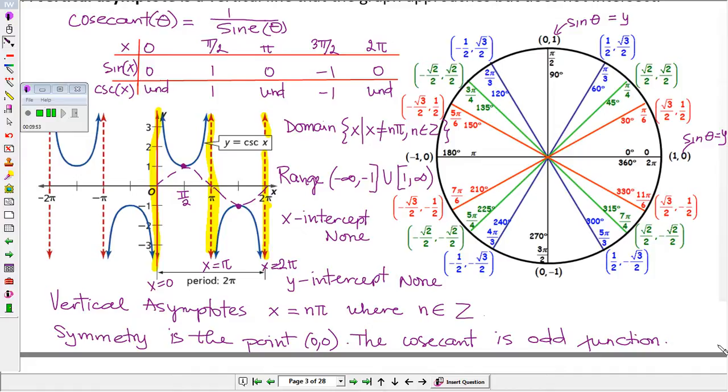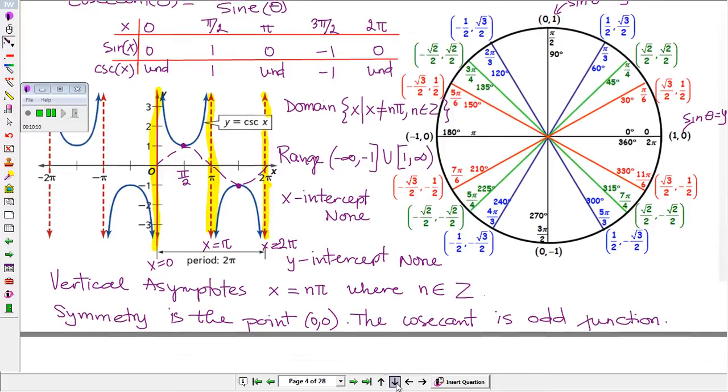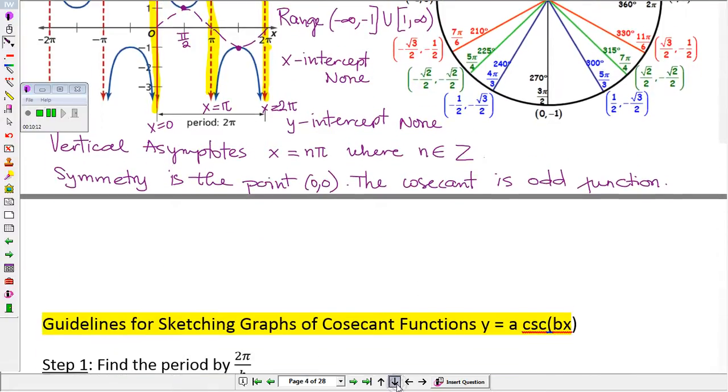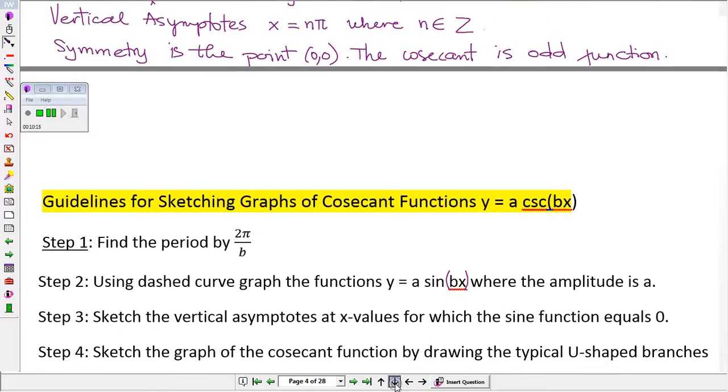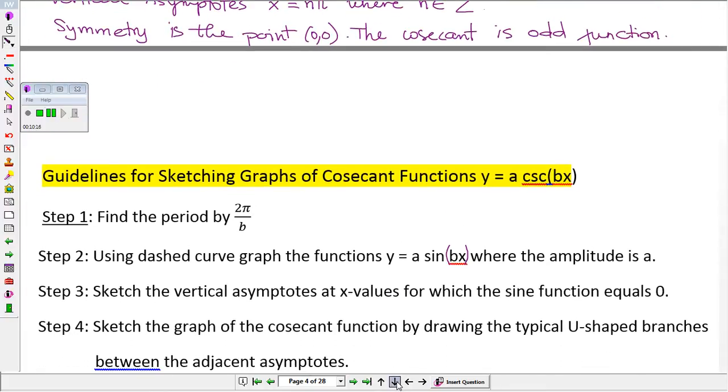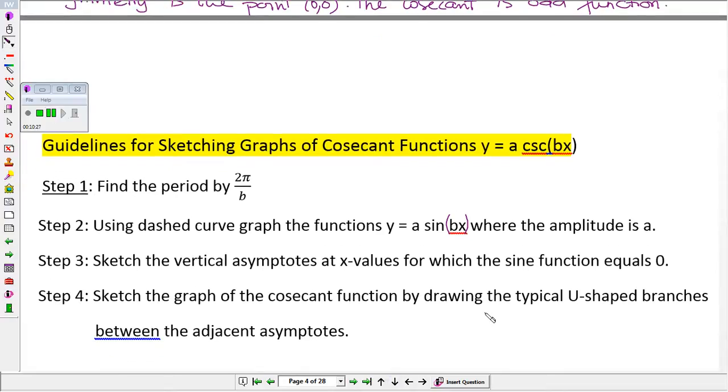Okay, now we are going to graph the cosecant function. Before we graph, we are going to ask you to write these 5 steps. So far we just see the graph of the cosecant function where a and b, those two numbers, both equal 1. So what happens when a and b don't equal 1? These are the steps that we are going to follow.